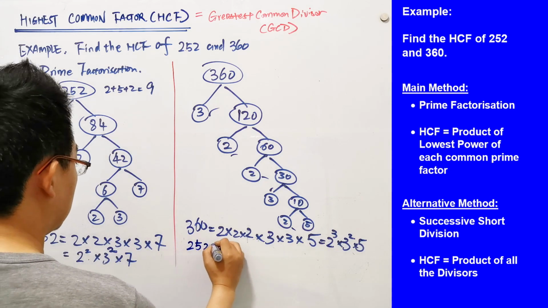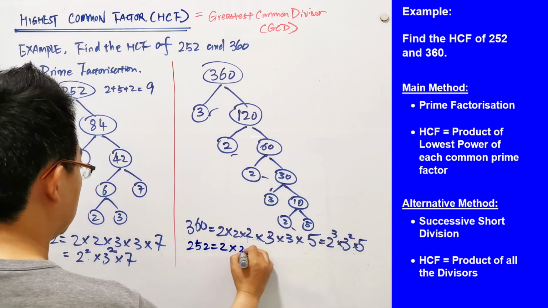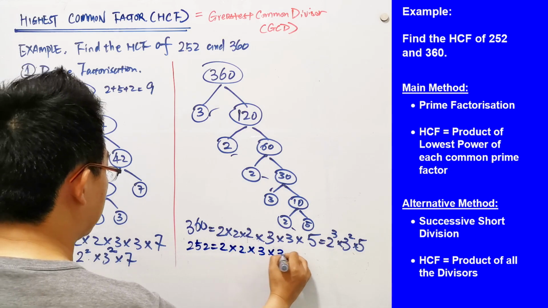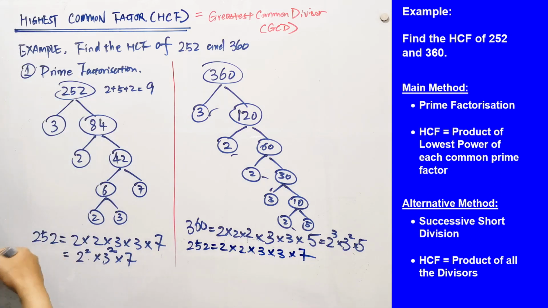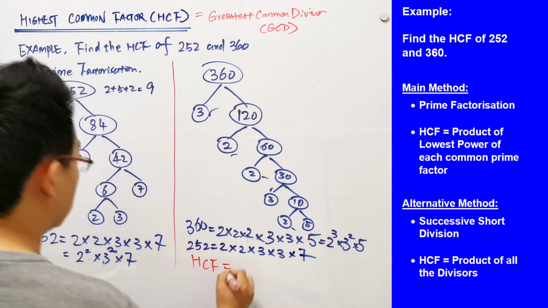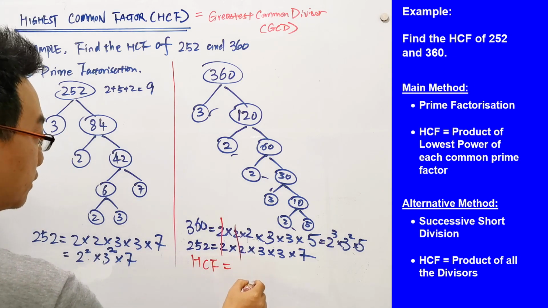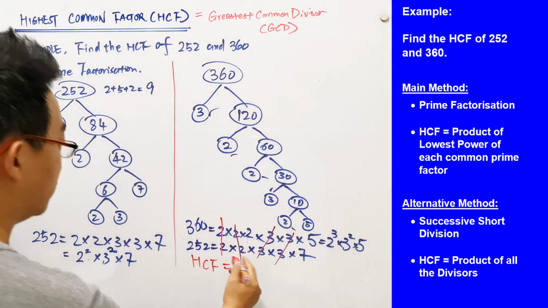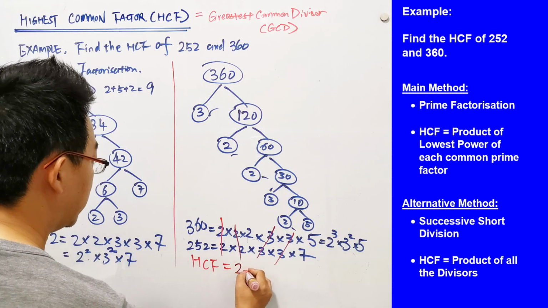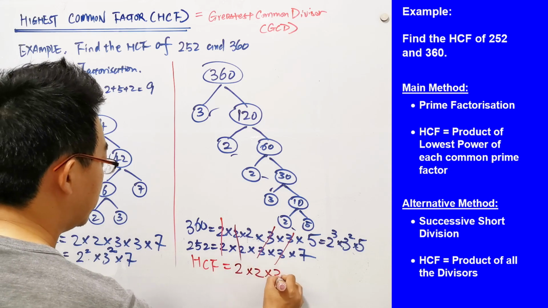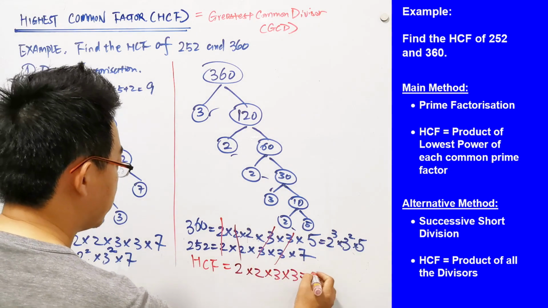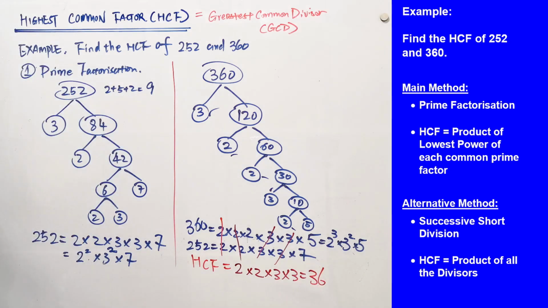252 equals 2 times 2 times 3 times 3 times 7. Okay, let's see. The HCF equals what? 2, yes. 2, yes. 3, yes. Okay, so 2 times 2 times 3 times 3. Same thing, right? We get the same answer, right? Okay, very good. Okay, let's look at this one more way.